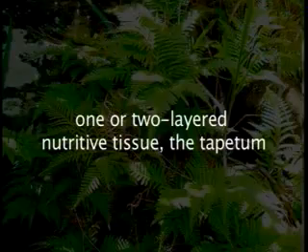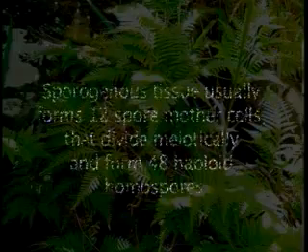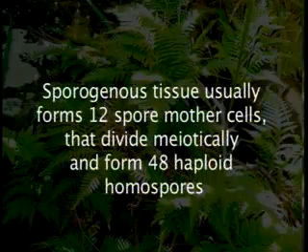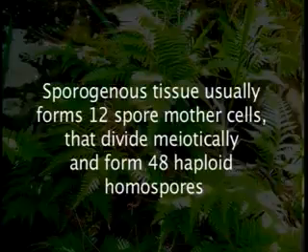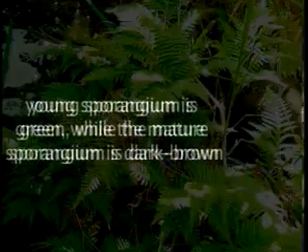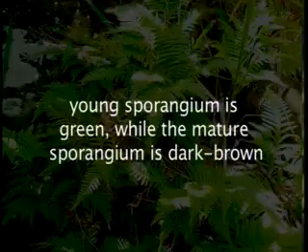The other cells of jacket are thin-walled and polygonal or hexagonal. Anterior to the jacket, a 1 or 2 layered nutritive tissue, the tapetum, is present. It encircles the sporogenous tissue. The sporogenous tissue usually forms 12 spore mother cells that divide meiotically and form 48 haploid, morphologically similar spores, that is homosporous. The young sporangium is green while the mature sporangium is dark brown.